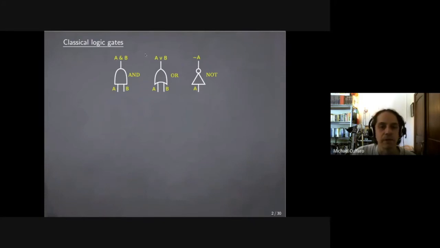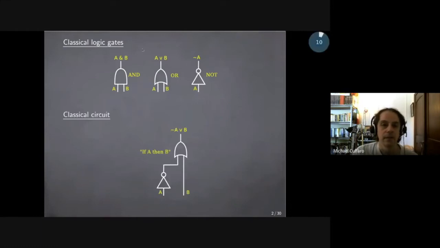So we have the AND gate, we have an OR gate, and we have a NOT gate, and those are standard conventions for how they're depicted. Given these basic gates, we can construct a classical circuit, which we can build up to represent a more complex logical program. So here's a very simple one, an instantiation of a material conditional, that we build up using the NOT gate and the OR gate.